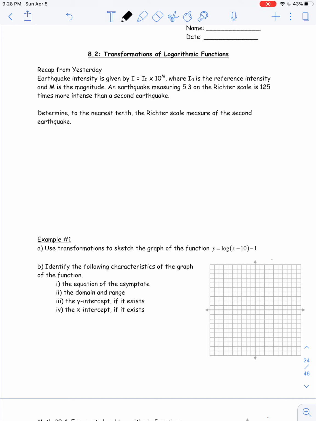Hello, Math 30-1s. So we're looking at lesson 8.2, transformations of logarithmic functions.